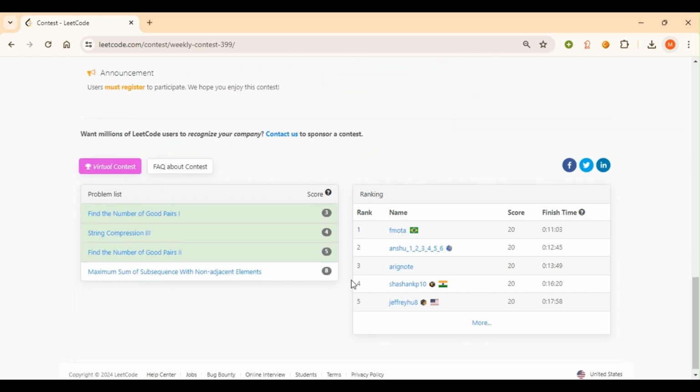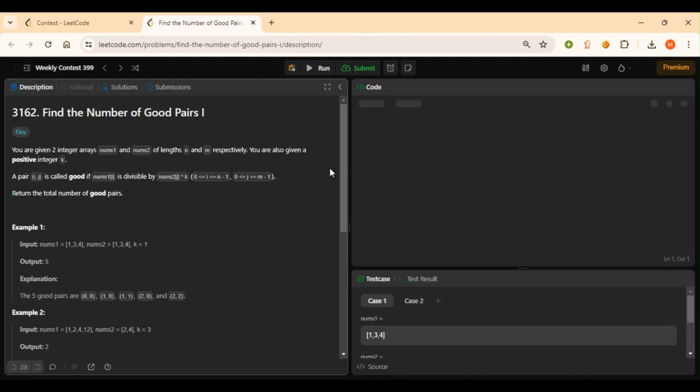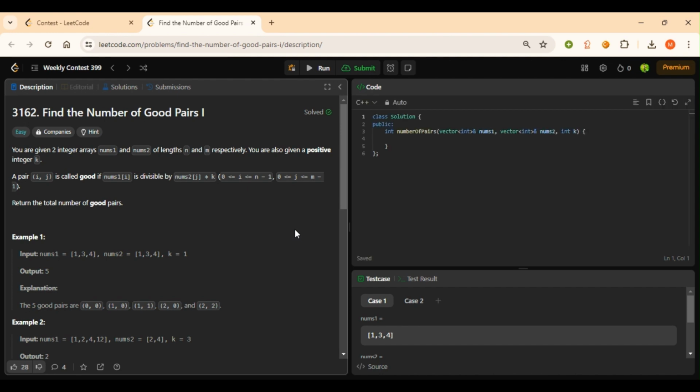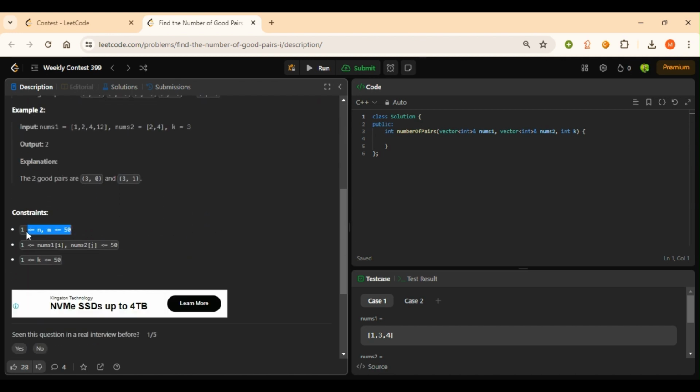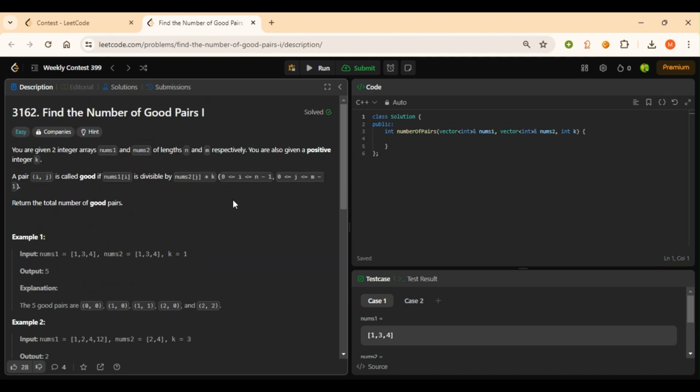Let's just discuss the first three problems of this contest. So the first one is to find the number of good pairs. This question is generally of easy level, so you can brute force it, since the constraints are very low. So let's see what the question says.